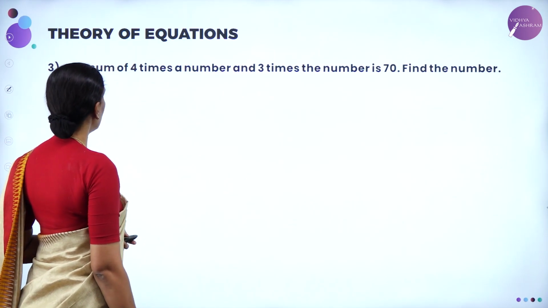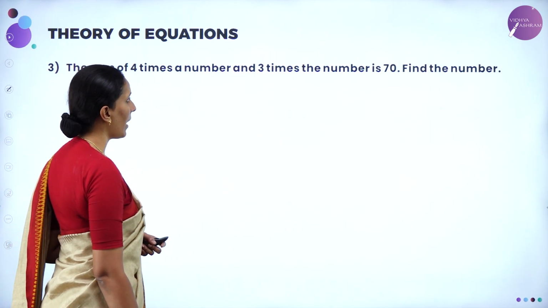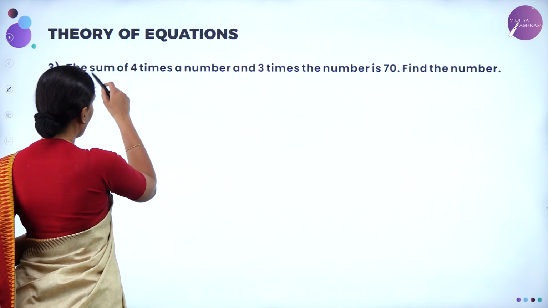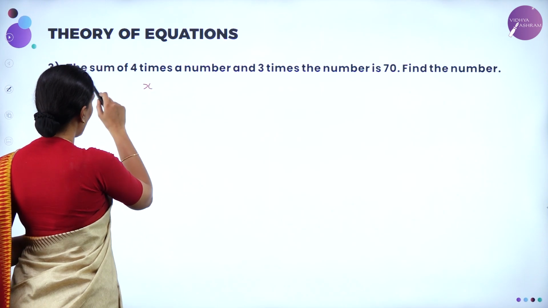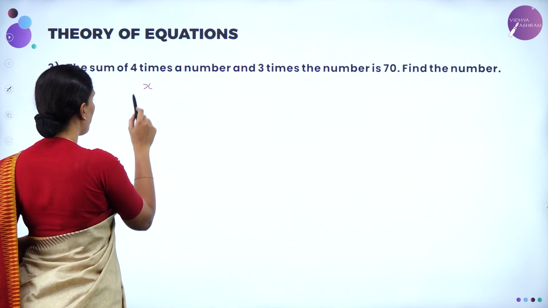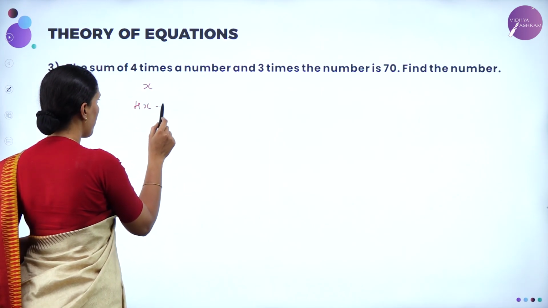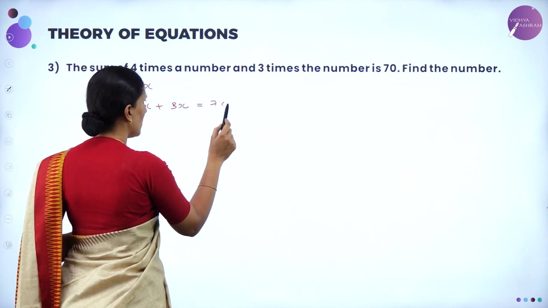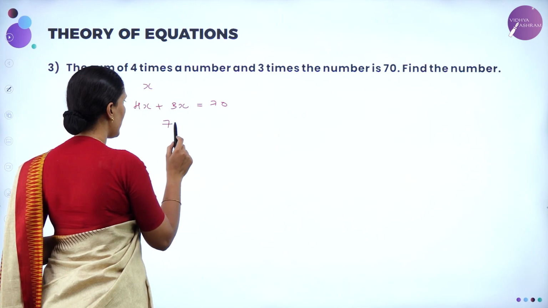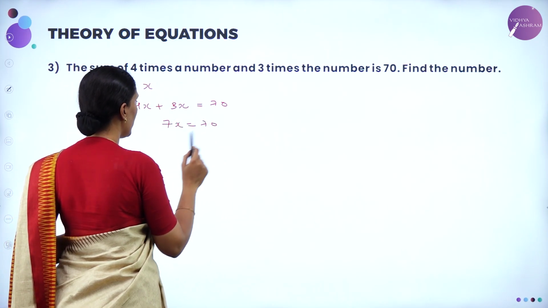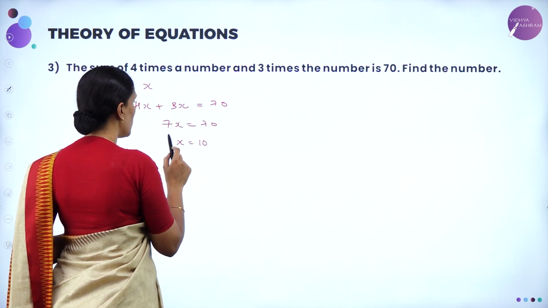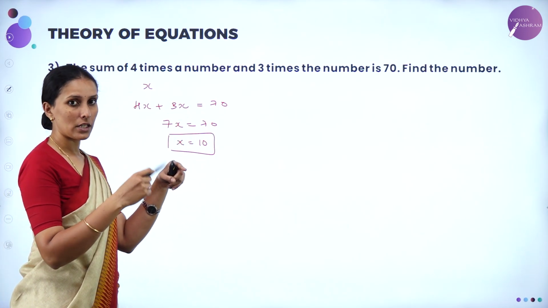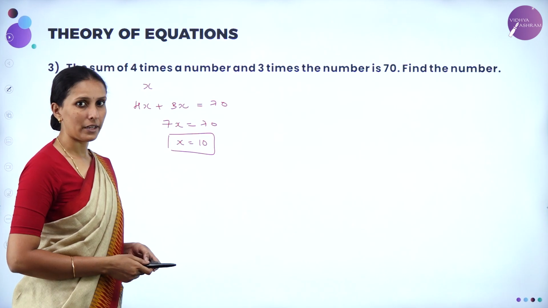Next question. The sum of 4 times the number and 3 times the number is 70. Find the number. So let the number be x. They have clearly said the sum of 4 times the number and 3 times the number is 70. So let's solve this. We have 7x is equal to 70, x is equal to 10. So what is the number? It is 10. So 4 tens are 40 plus 3 tens are 30 is equal to 70.